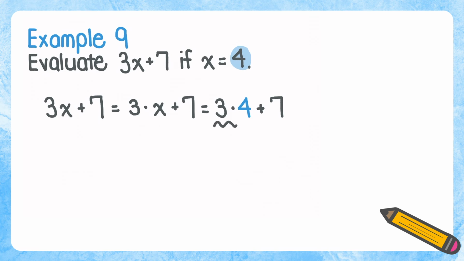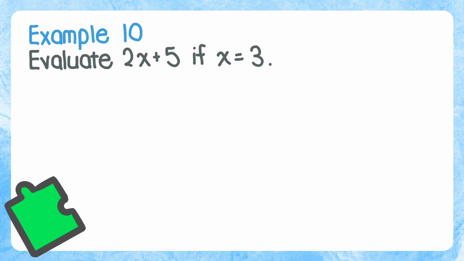Here you want to do multiplication first because of PEMDAS. And if you're not familiar with PEMDAS yet, that's okay, we'll eventually go over that as well. So 3 times 4 is 12 plus 7, and 12 plus 7 is 19. So our answer here is 19. Next, please evaluate 2x plus 5 if x equals 3.